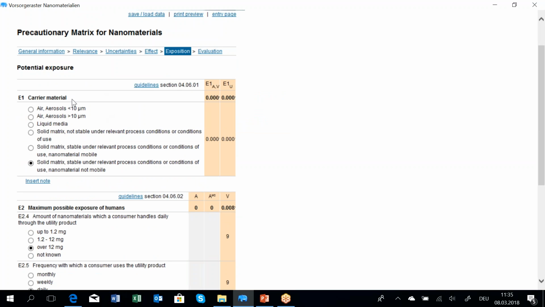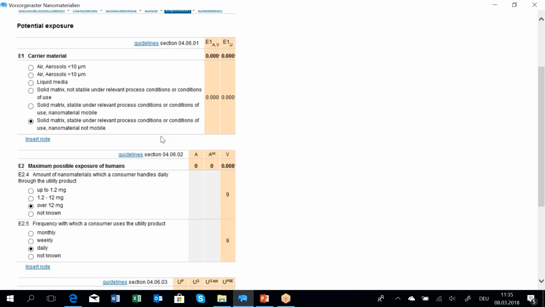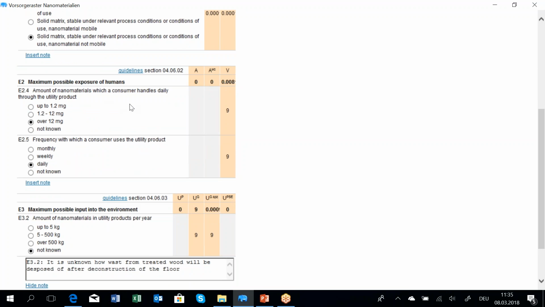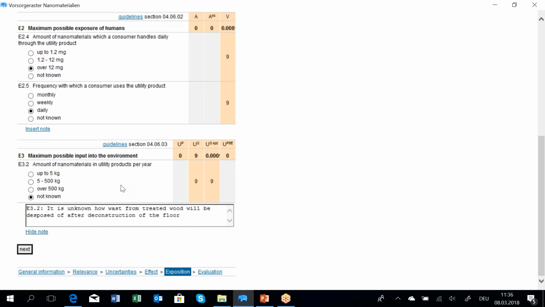For the potential exposure, the carrier material in this case would be a solid matrix, stable under relevant process conditions or conditions of use. So the nanomaterial is not mobile. The maximum possible exposure of humans, which a consumer handles daily, would in this case also be over 12 milligrams. And the frequency with which a consumer uses the utility product would here be daily. And the amount of nanomaterials in utility products per year, which could possibly be input into the environment, is not known because we do not know how the waste will be treated after the deconstruction of the floor.